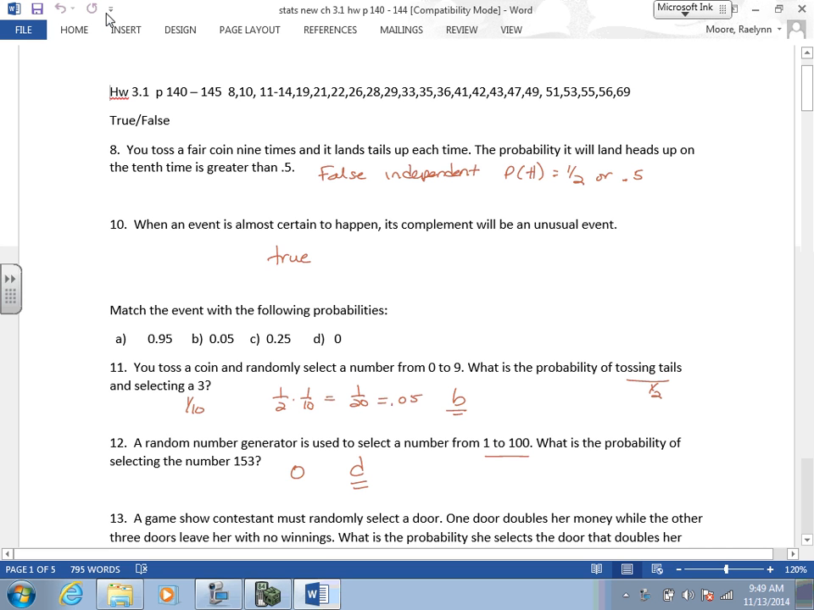When an event is almost certain to happen, now some of you got a little confused on this yesterday, its complement will be an unusual event. Give me an example. Who did I do this with yesterday? Thank you. Dan? Give me an example when something is certain and its complement will be unusual.